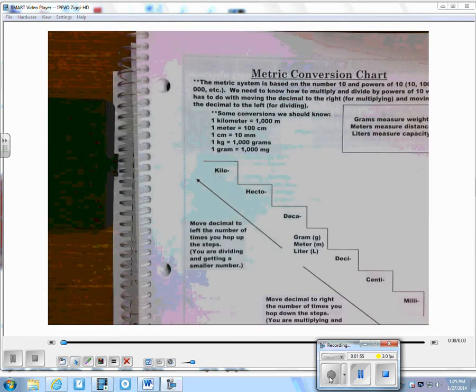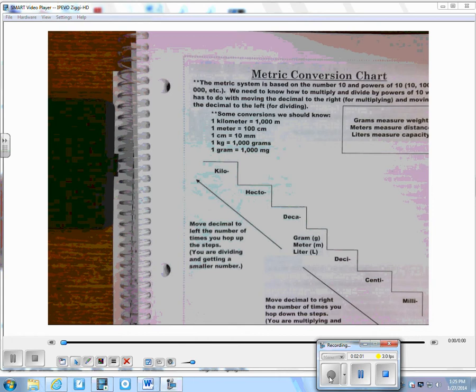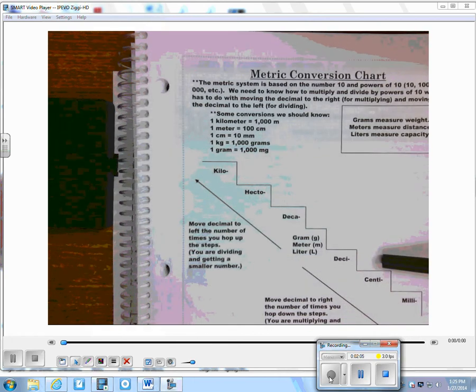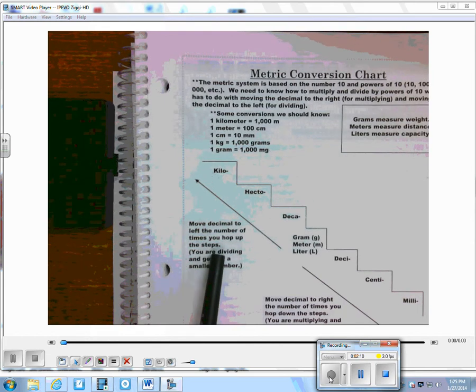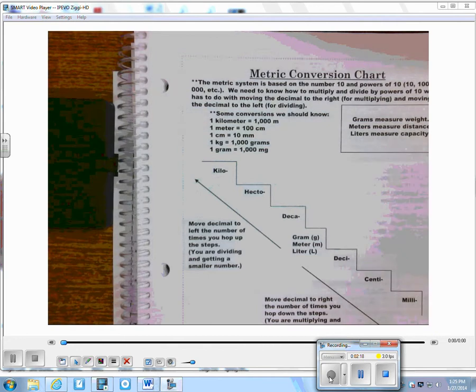If I look at the chart in my planner and I am going from millimeters to centimeters, I am going up one step. It says move decimal to the left the number of times that you hop up the steps. You're dividing and getting a smaller number, so I want to move one step to the left.